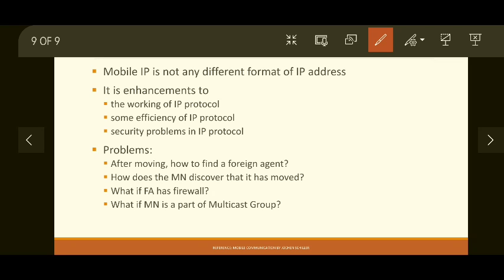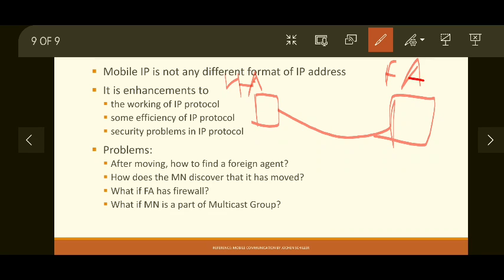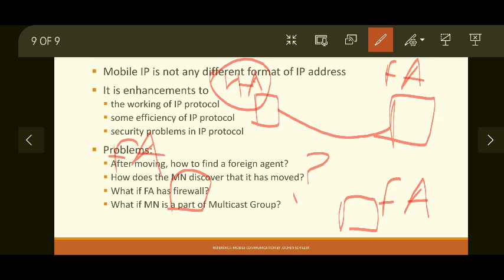First problem, how does the home agent find out the foreign agent? We have seen the home agent HA tunnels the IP packet to the foreign agent. Now there may be so many foreign agents present in the world. How exactly does the home agent know that a packet has to be transferred to exactly this particular foreign agent? Why not this, or why not any other? So finding the location of the mobile node is now the issue of the home agent, not the correspondent node. So that is the first problem.